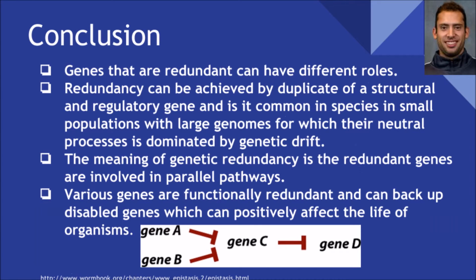The conclusion of this experiment and this project. Genes that are redundant can have different roles. Redundancy can be achieved by duplicates of a structural and a regulatory gene, and it is common in species in small populations with large genomes for which their natural process is dominated by genetic drift. The meaning of it is that redundant genes are involved in parallel pathways. Various genes are functionally redundant and can back up disabled genes, which can positively affect the life of the organisms.